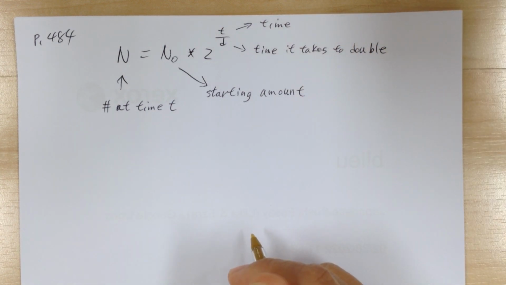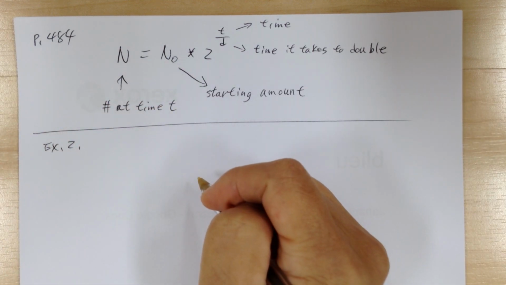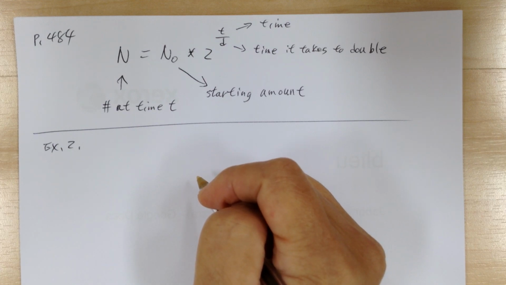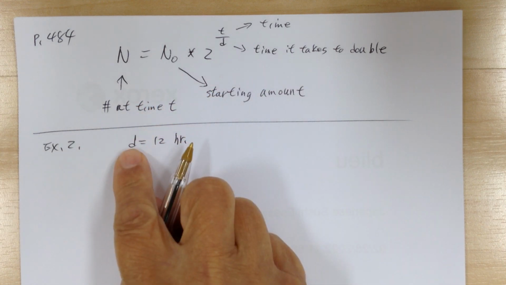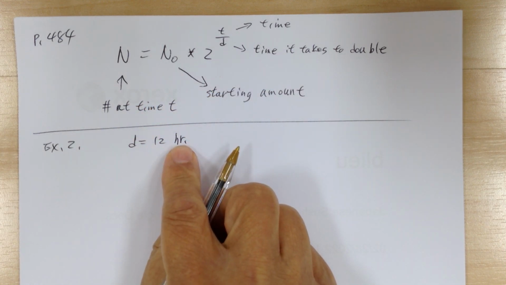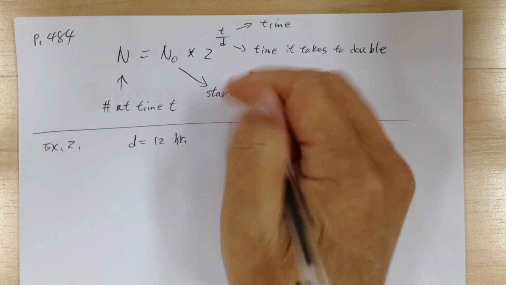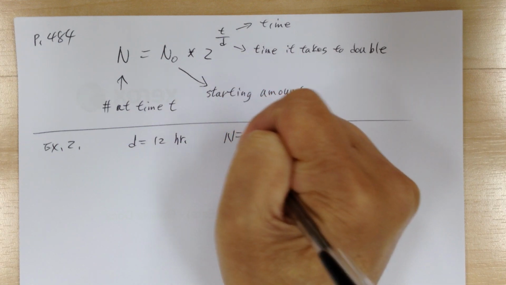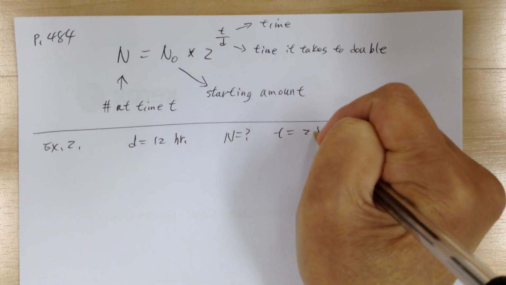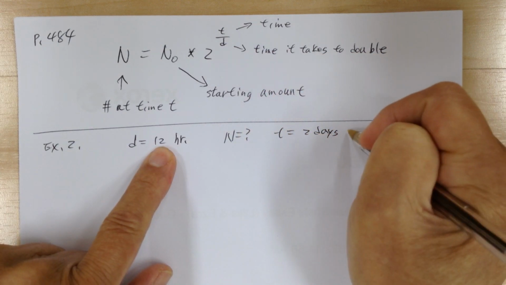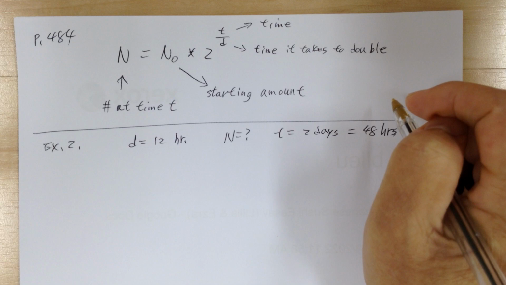Okay. So let's go over example 2. It says a certain bacterial population doubles in size every 12 hours. That means D equals 12 hours. That's the time it takes to double. By how much? So you're looking for n. By how much will it grow in 2 days? So T equals 2 days. Now, because this is in hours, you have to convert this into 48 hours.